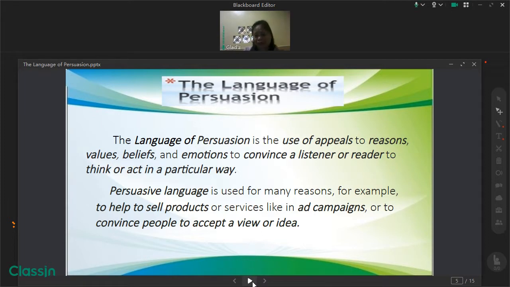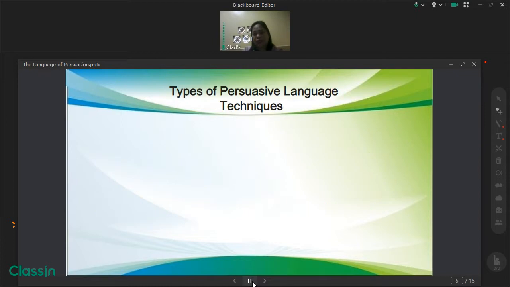We have here the nine types of persuasive language techniques. First one is repetition. The second one, opinion. Third one is hyperbole, the use of exaggerated words. Fourth, personal pronouns. Number five is imperative command. Number six is group of three, or what we call triple. Then the emotive language, facts and statistics, and the last one is the rhetorical question.